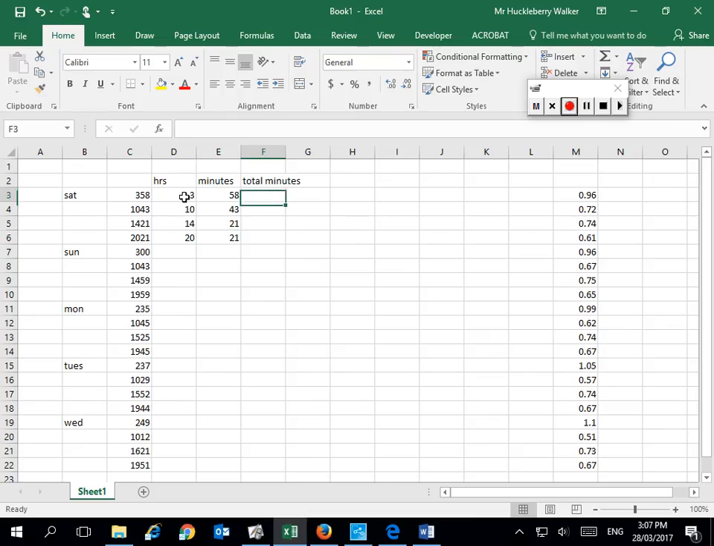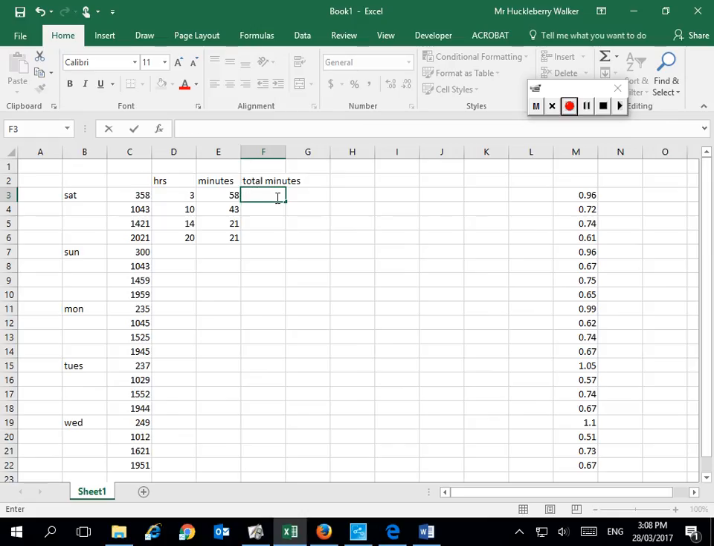Now, if I want to work out the total minutes, then I've got 3 lots of 60 plus 58. I could use an onboard calculator, but I want to make this as easy as possible. So you can literally just go, hey, can I get 3 times 60 plus 58, please? And you can do it on your calculator if you want. 3 times 60 plus 58 equals 238. I could write in there 238. Fine, I could do that.